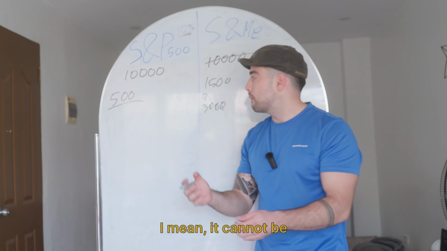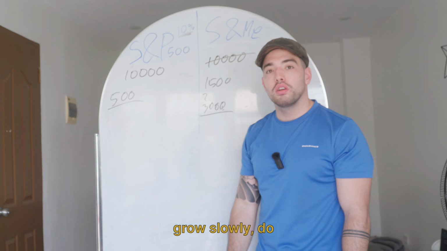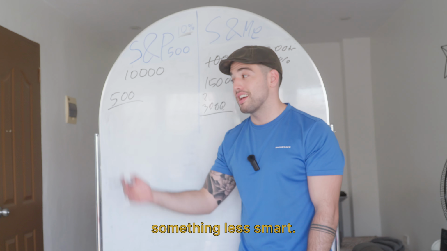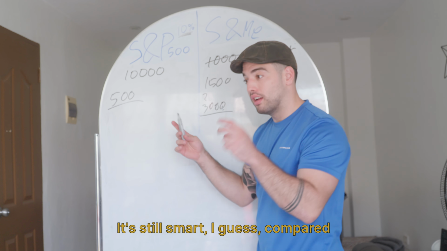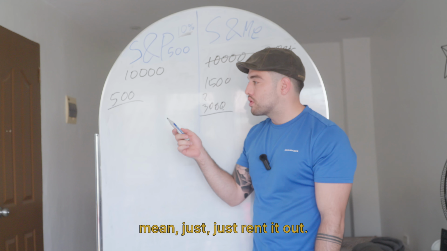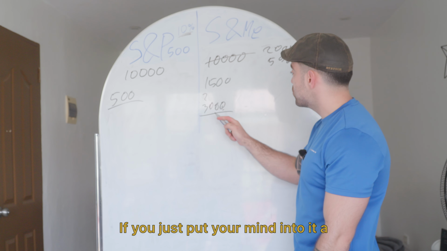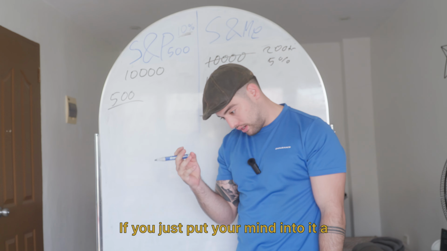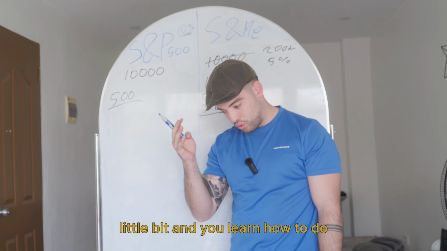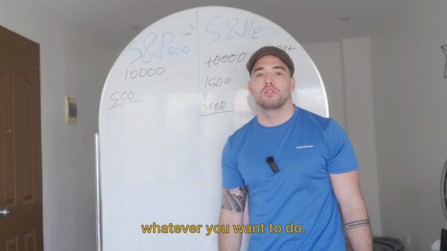I mean, it cannot be more black and white. If you want your freedom, do something smart. If you want something that will grow slowly, do something less smart. It's still smart, I guess, compared to just having it in the bank. But Jesus Christ, I mean, just rent it out. Just do a little bit of work. If you just put your mind into it a little bit and you learn how to do it, this one will give you infinitely more freedom. And then you can do whatever you want to do.